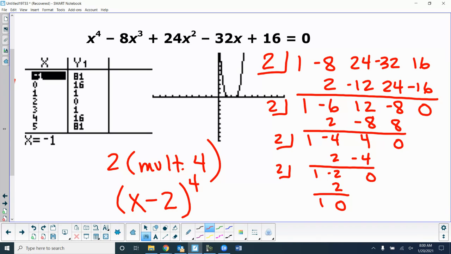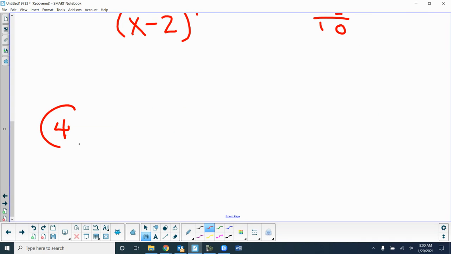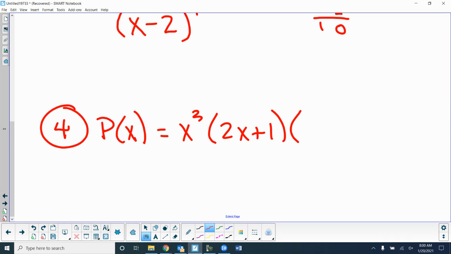Okay? So you had 5 problems for homework. Number 4 was already in factored form. Okay? So just going over that real quick. Your polynomial p of x was x cubed (2x plus 1) (3x minus 12) squared. And you were supposed to find the zeros, right? The roots.